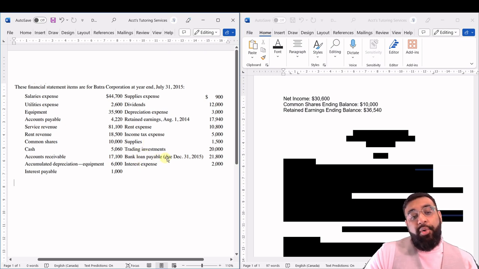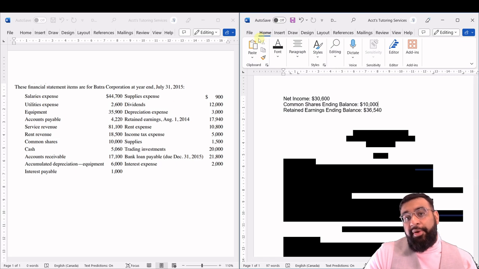Then we have bank loan payable due December 31st, 2015. This is within 1 year because remember, we're doing it at July 31st, 2015. So that's going to be a current liability. If this was 2017, then it would be a long-term liability. Very important. Then we have interest expense, which is an expense, which goes onto the income statement.